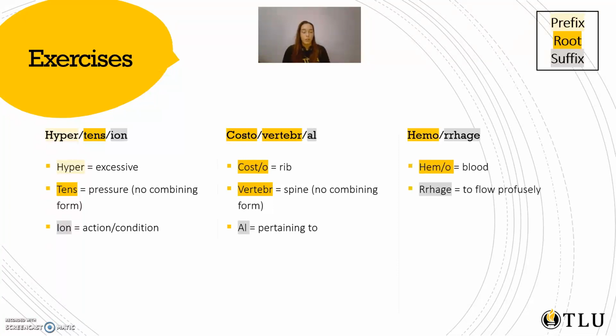In hemorrhage, the first root word is hemo, and then my suffix is rhage. So hemo does need a combining vowel because R is not a vowel.